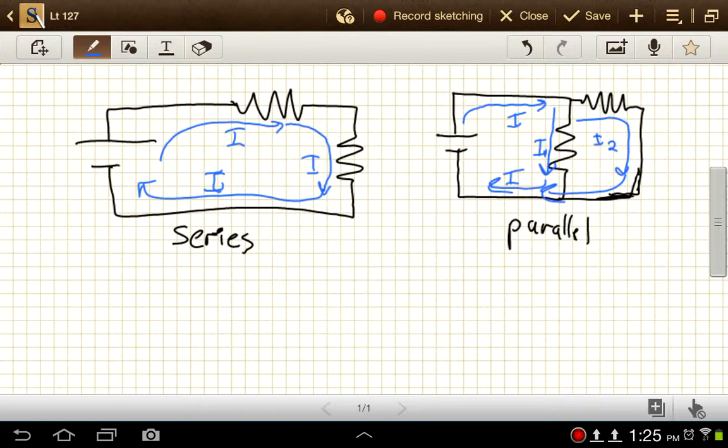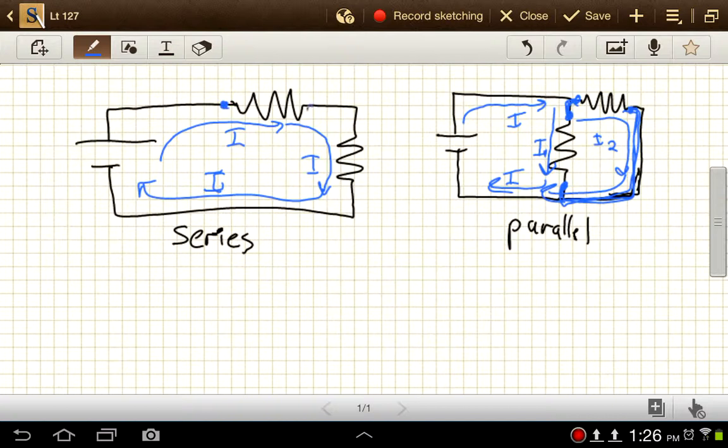The other thing you can watch for here is whether these two resistors are connected at both ends. So this resistor has one end over here and one end over here. This one has an end here and an end here, and there's nothing but wires connecting these ends and nothing but wires connecting these ends. So we say that those two are connected on both ends, and that's what makes it a parallel circuit.